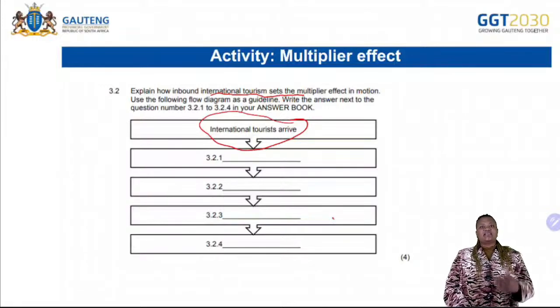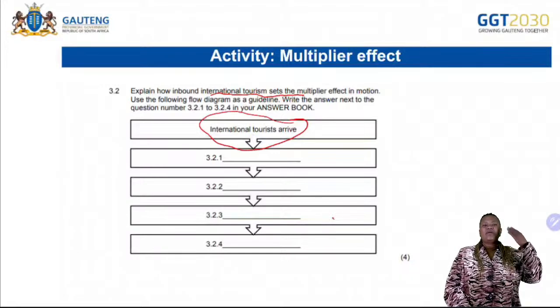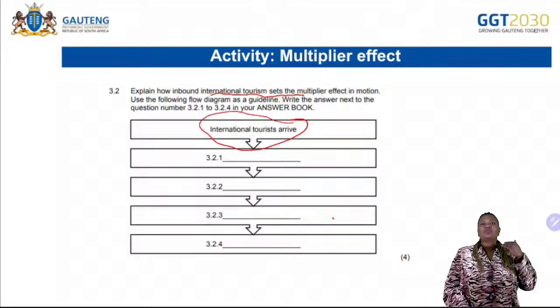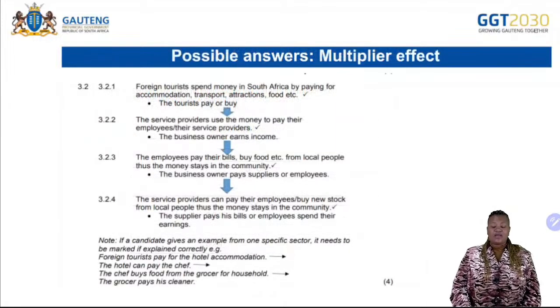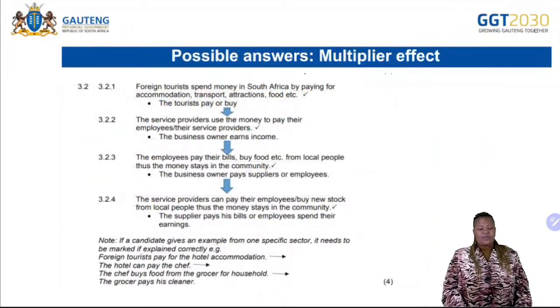So hence I said in the beginning that for you to understand the multiplier effects, you also need to have a practical example at the back of your mind, so that it keeps lingering and you say, at least I have a practical example of the multiplier effects. I don't just know the definition, but I know how the multiplier effects operate.